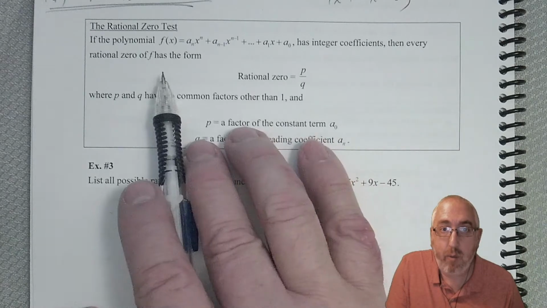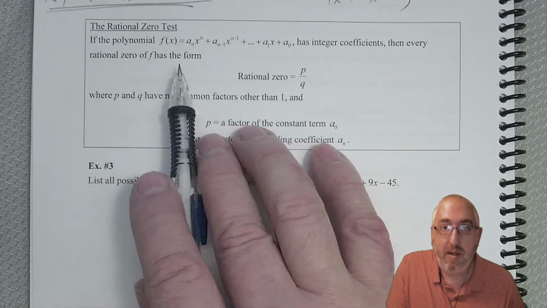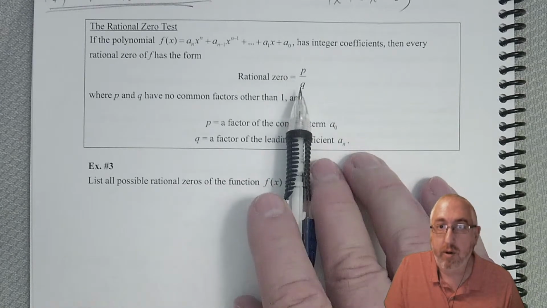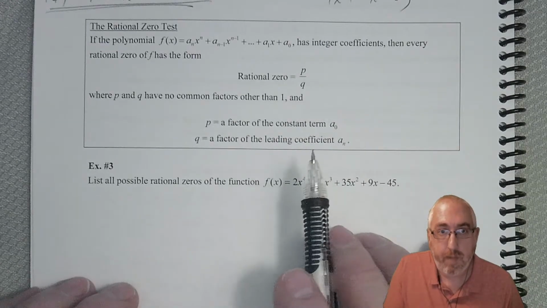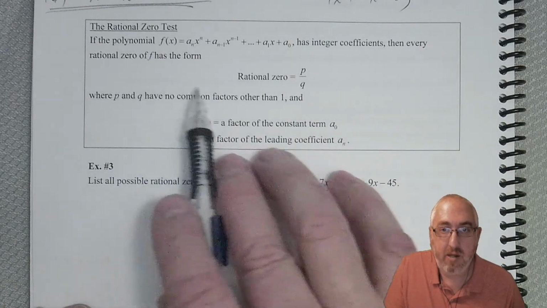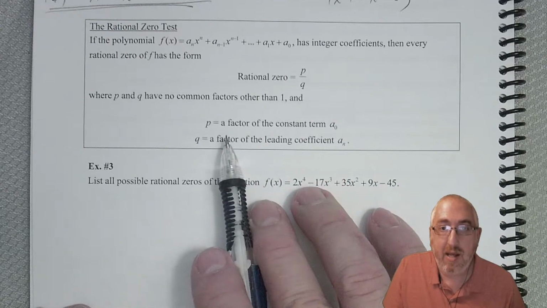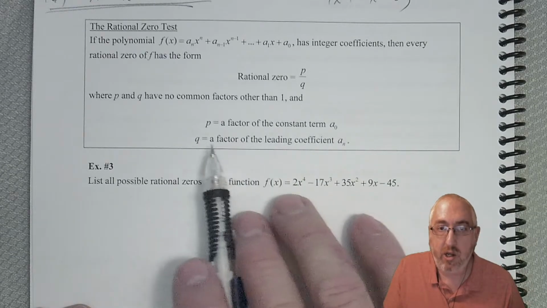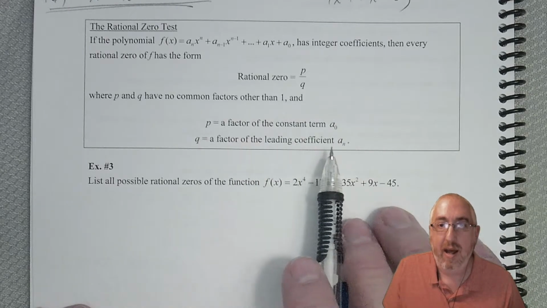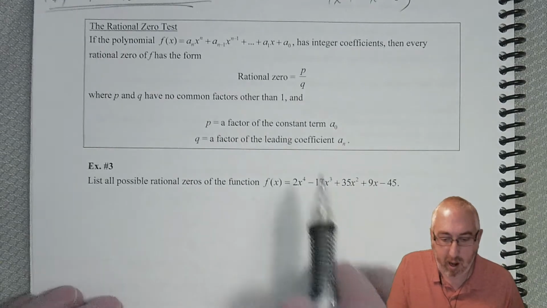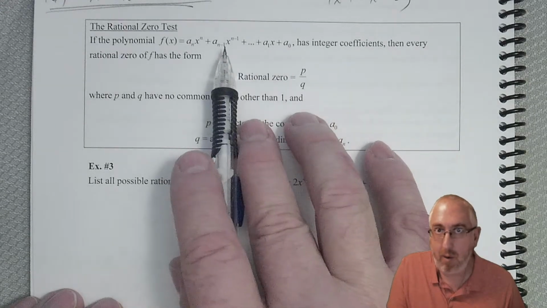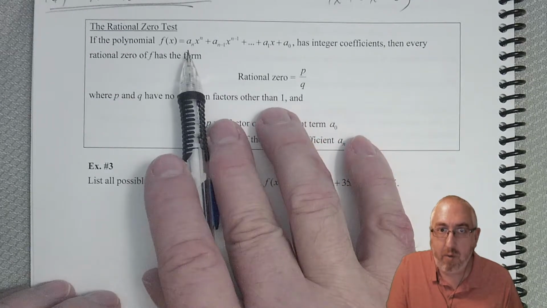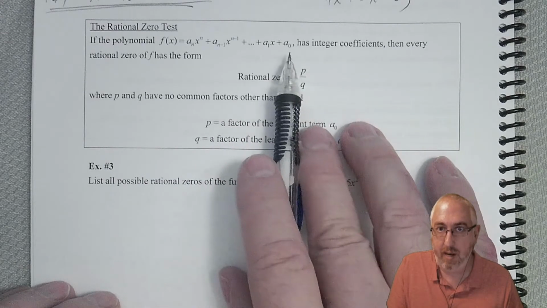Then every rational zero of f has this form: rational zero is equal to p over q. Well, what are p and q? p and q have no common factors other than 1, and p is a factor of the constant term, a sub 0, and q is a factor of the leading coefficient, a sub n. So really, all of this business in the middle we don't care about when we're looking for possible rational zeros. All we care about is the leading coefficient and our constant term, a sub 0.